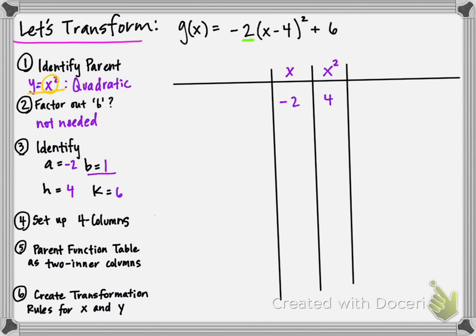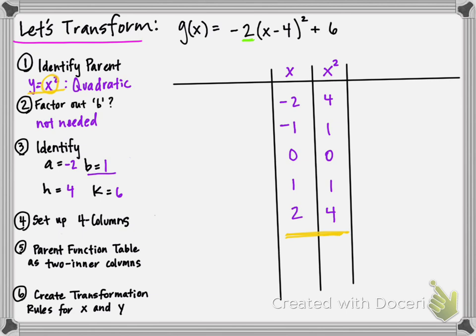That gives me 4. Negative 1. That gives me 1. 0 is 0. 1 is 1. And 2 is 4. Okay, so we have the parent column. Very important. This is the parent column. Parent function table. So now what goes on the outside, right?